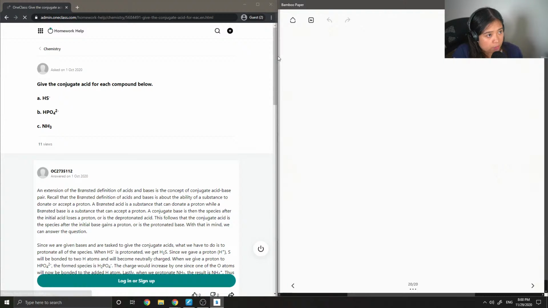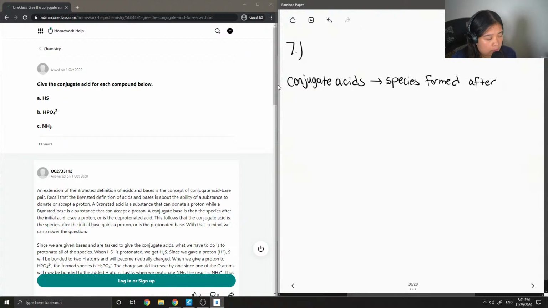Okay, so on to question 7. Give the conjugate acid for each compound below. So conjugate acids are species that are formed after a base gains a proton.